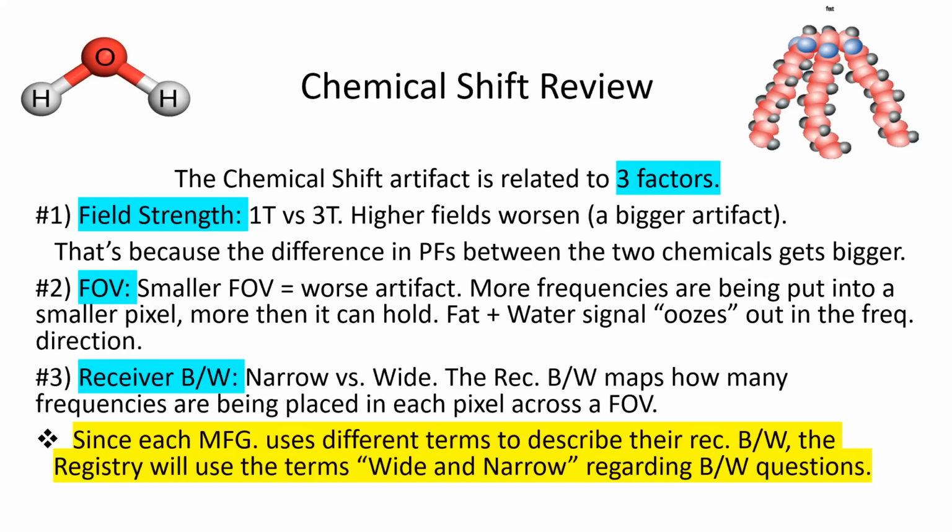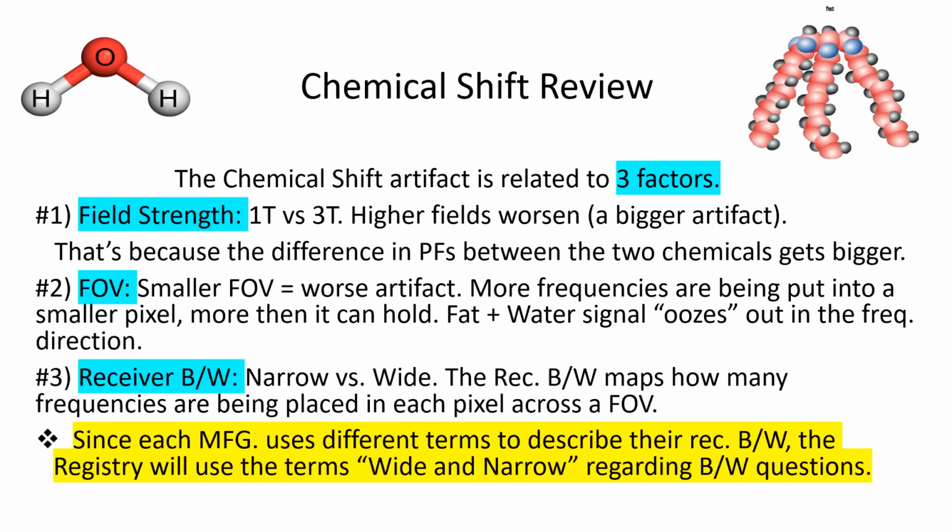Another big contributor is receiver bandwidth. So receiver bandwidth, I said this earlier, maps how many frequencies are put across your field of view. So if you try to put too many frequencies in your field of view or into each pixel, you're going to get chemical shift artifact.